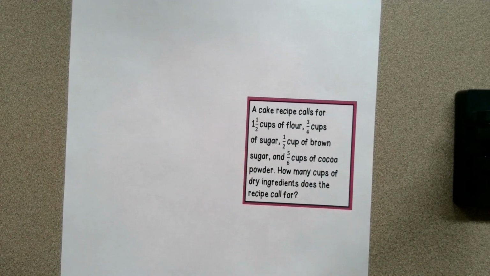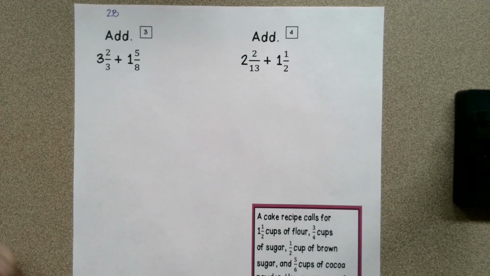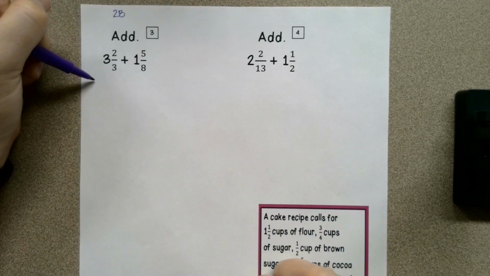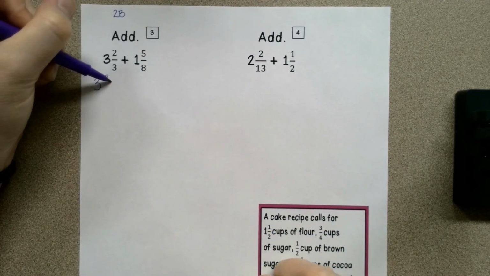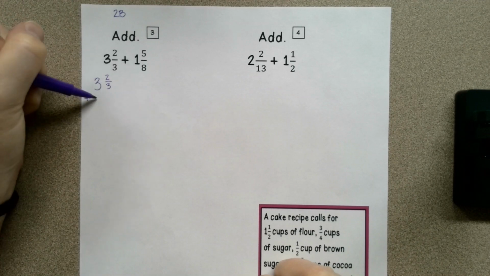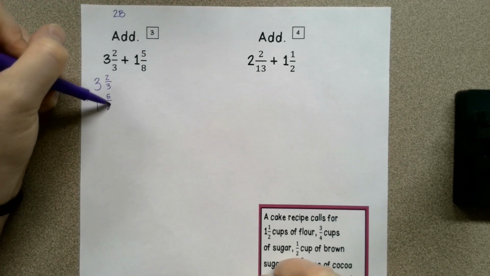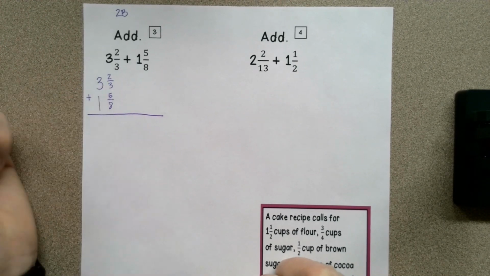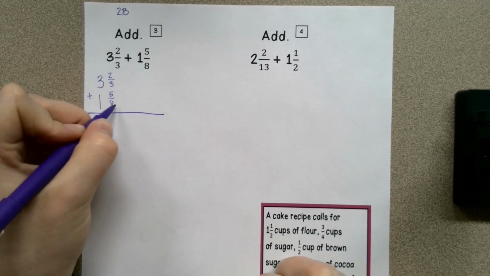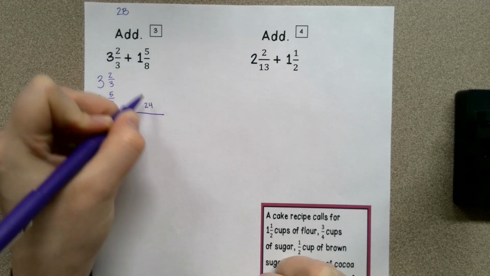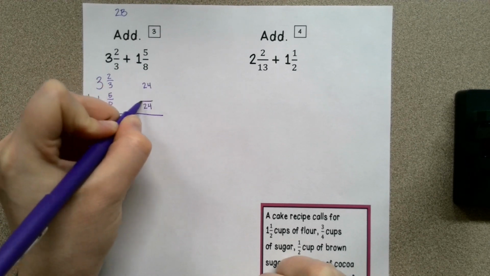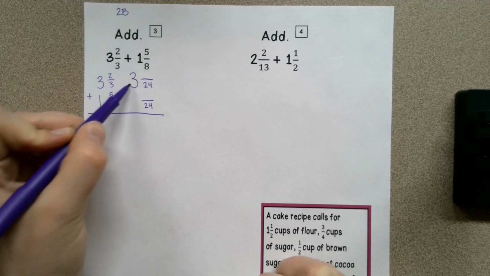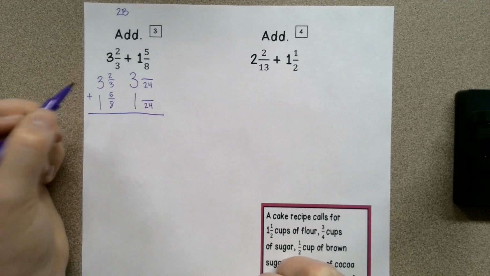A couple more examples similar to that. Again, we are always going to stack our fractions. 3 2/3 plus 1 5/8, the fractional part on top of each other, the whole numbers on top of each other. 3 times 8 gives us 24, so 24 can be our common denominator between the two. Maybe it's helpful to rewrite those whole numbers right away so that we remember to bring them over.